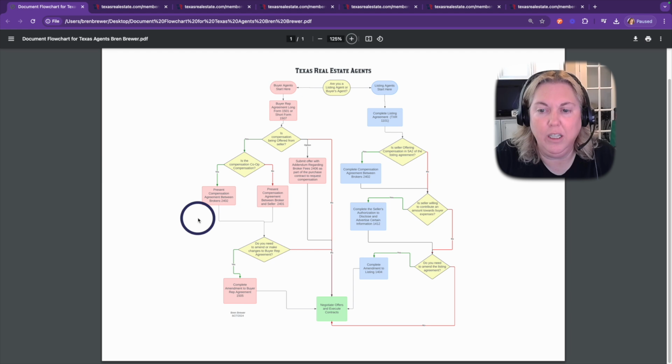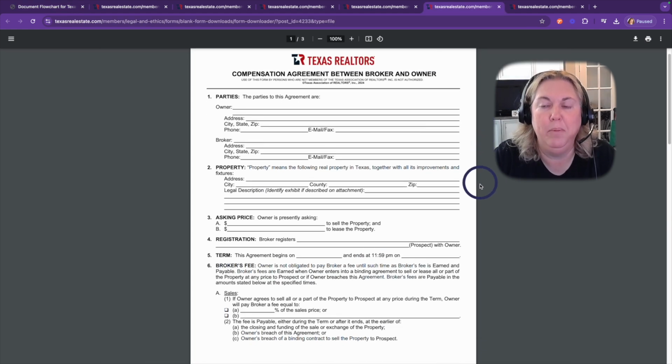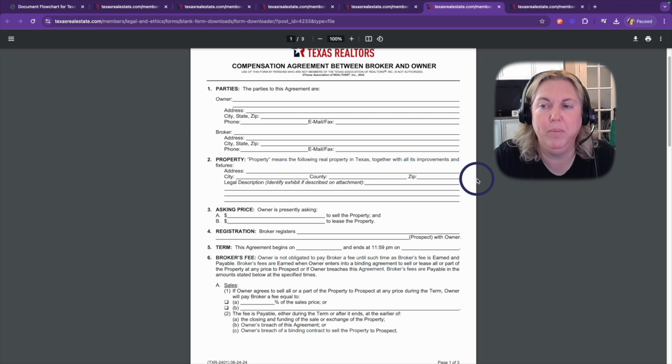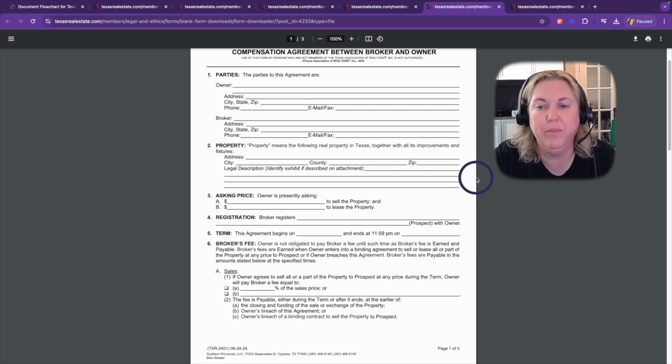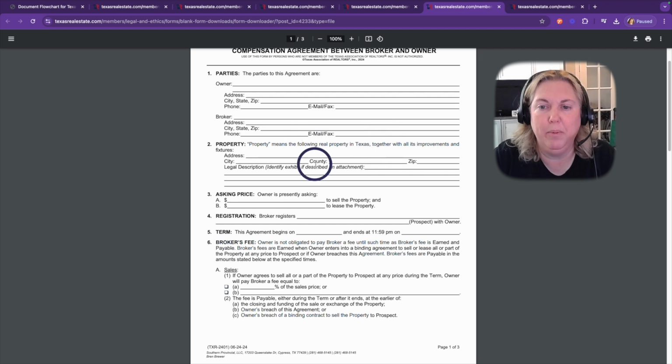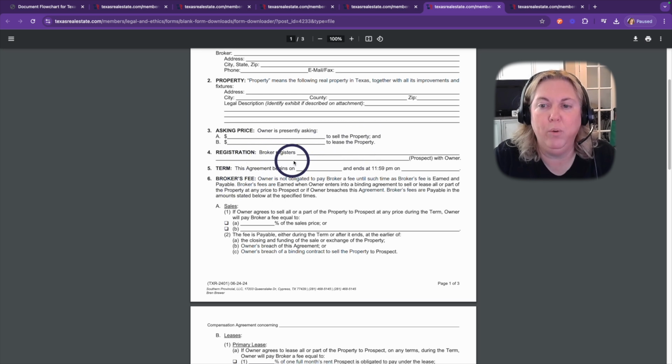If it's not cooperating compensation, but the seller is paying the compensation, then it's the agreement between broker and owner. It's almost the same form as the compensation agreement between brokers, but this is between the other broker and the owner of the property. So you're going to put the parties, the broker, the property address and the legal description, and the asking price. Owner is presently asking blank to sell the property or blank to lease the property. You are going to register your client with the owner. The agreement is going to begin on this date and end on this date.